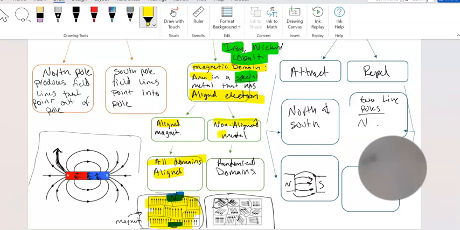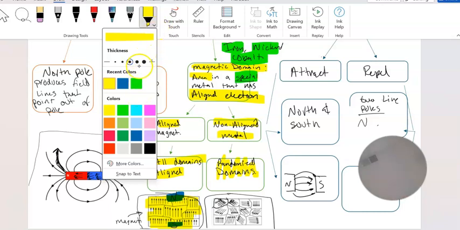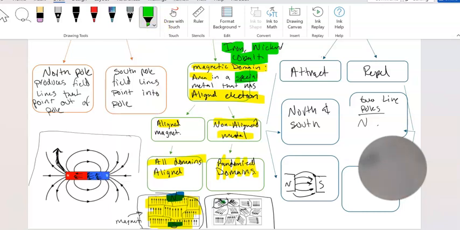Now, if you have a non-aligned piece of metal, what happens is you create these randomized domains. So each of these little sections that you see here, like this little section here, this little section here, all of these sections, notice their arrows are not aligned, right? So their arrows are pointing in different directions. What that causes is just a chunk of metal. It doesn't have any magnetic properties at all.